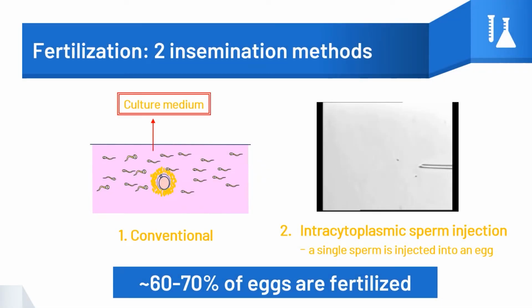Traditionally, there are two types of insemination methods with IVF. First, conventional insemination are used for sperms which allowed to fertilize the egg naturally within the culture medium. Secondly, we have the intracytoplasmic sperm injection, which is termed ICSI, where a single sperm is injected to an egg. Overall, the quoted fertilization rate of eggs would be around 60 to 70%.